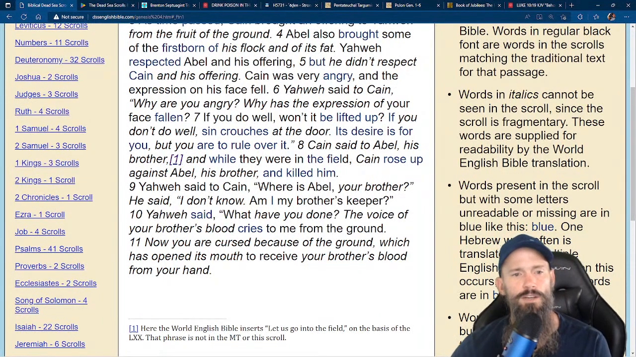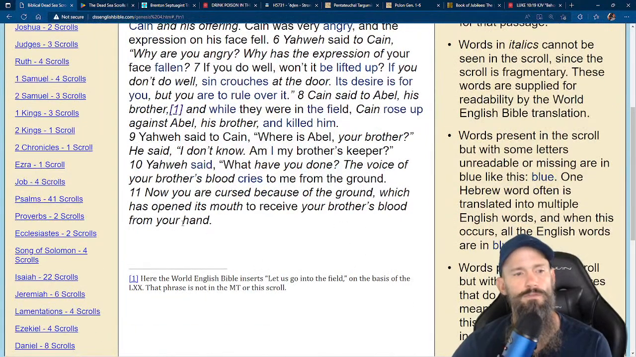Yahuwah said to Cain, where is Abel your brother? He said, I don't know. Am I my brother's keeper? Yahuwah said, what have you done? The voice of your brother's blood cries to me from the ground. Now you are cursed because of the ground, which has opened its mouth to receive your brother's blood from your hand.